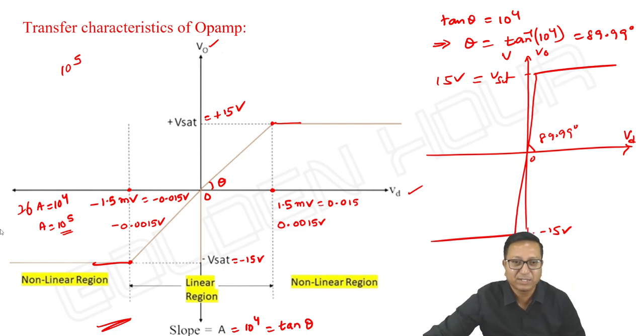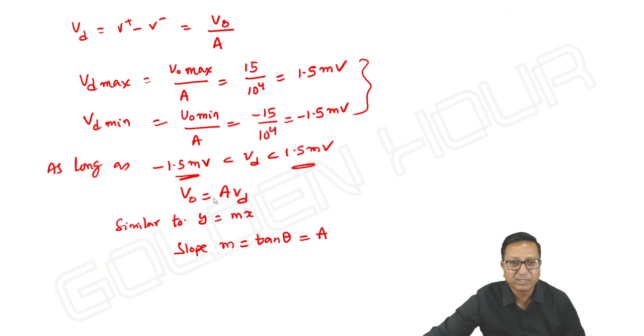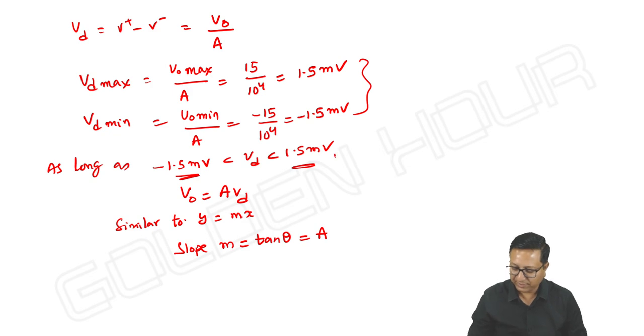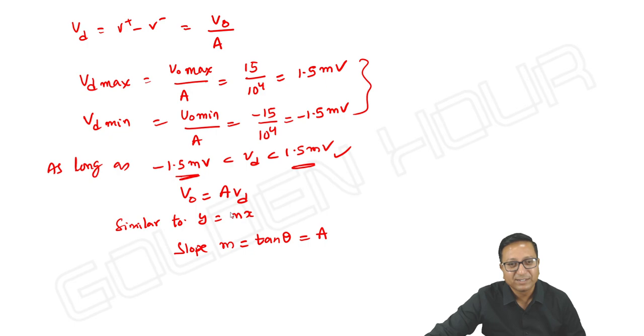Here I mentioned the range of input in the previous slide. Compared to that, if it is 10 power 5, the range will decrease much. At 10 power 6, the range of input decreases even more. If it is infinity, what can we write? If A is equal to infinity, it is an ideal op amp.